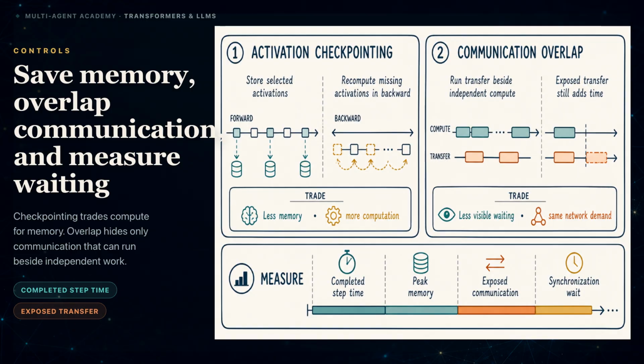Check how much extra computation checkpointing adds, how much communication remains exposed, and how long devices wait at synchronization points. Also inspect whether repeated model state, an unbalanced pipeline, or a poorly placed tensor parallel group created the original problem. Apply the control that addresses the measured wait instead of enabling every feature at once.